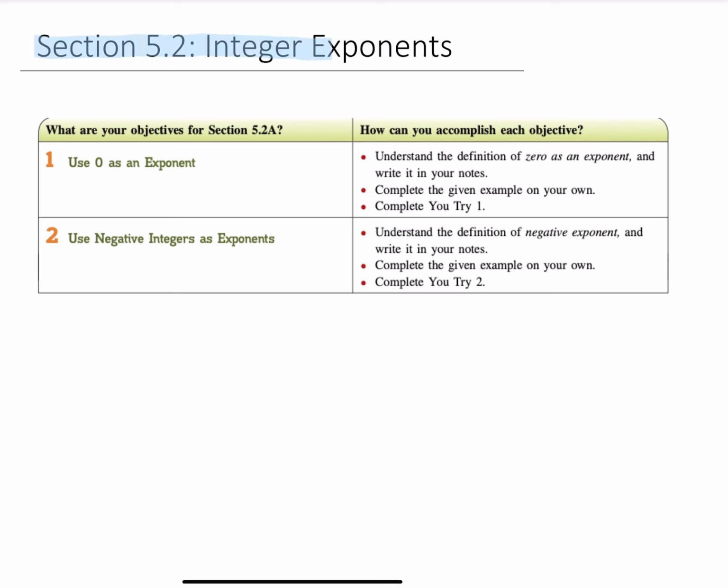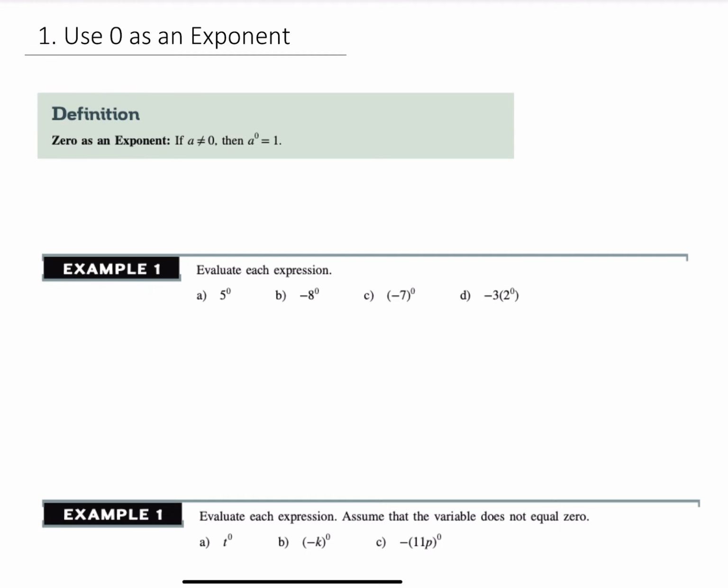It's titled Integer Exponents. It's really like two special cases. We're going to see when we have 0 as an exponent and when we have some negative number as an exponent. So let's look at that first case. We have 0. So it just gives us this definition.